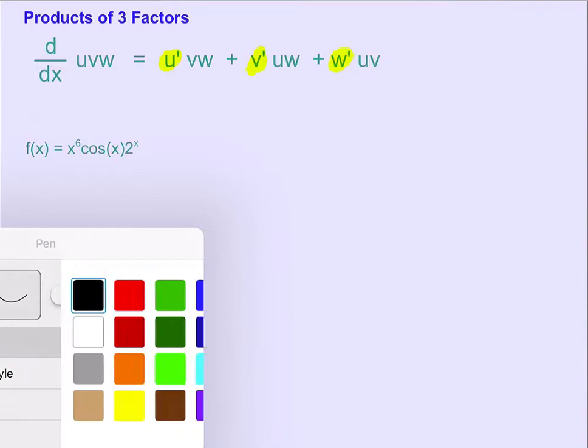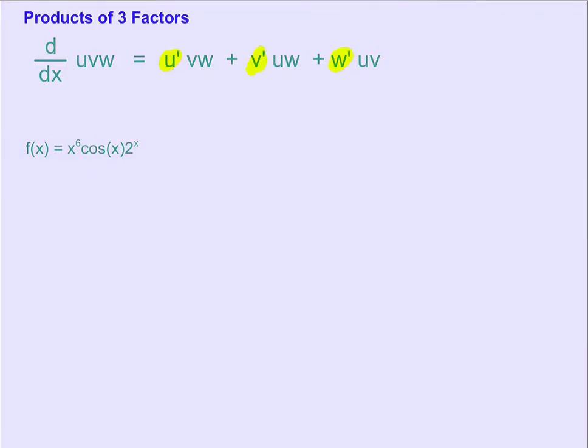So we can take a look at what that looks like for this example. We've got three factors here: x to the sixth, cosine of x, and 2 to the x. So the derivative of this function would start with the derivative of the first of those factors, 6x to the fifth, times the other two factors exactly as they appear. So notice how each time we are going to take the derivative of one at a time.